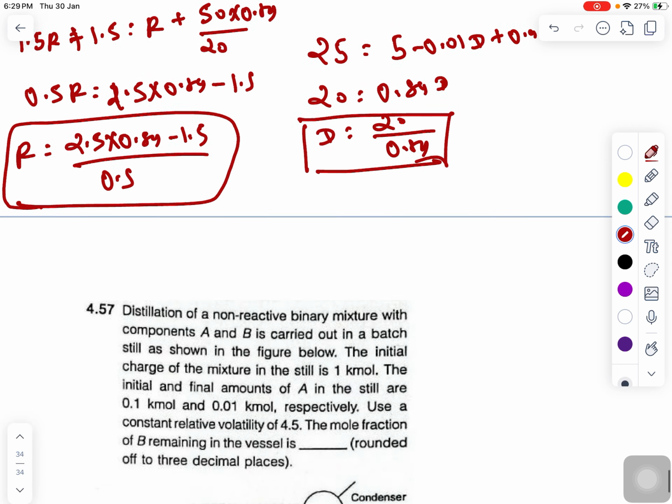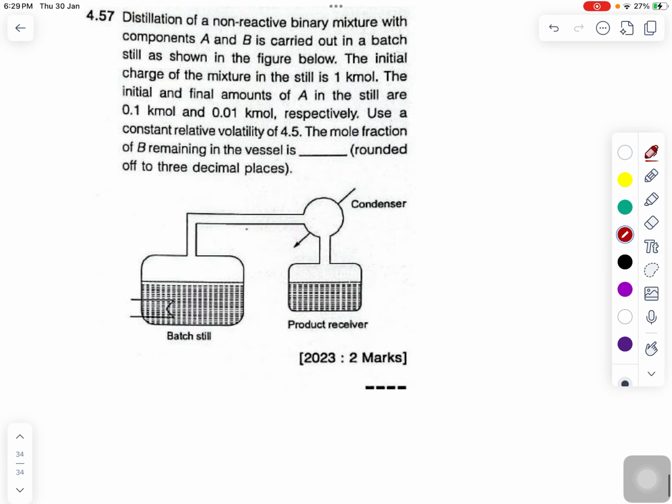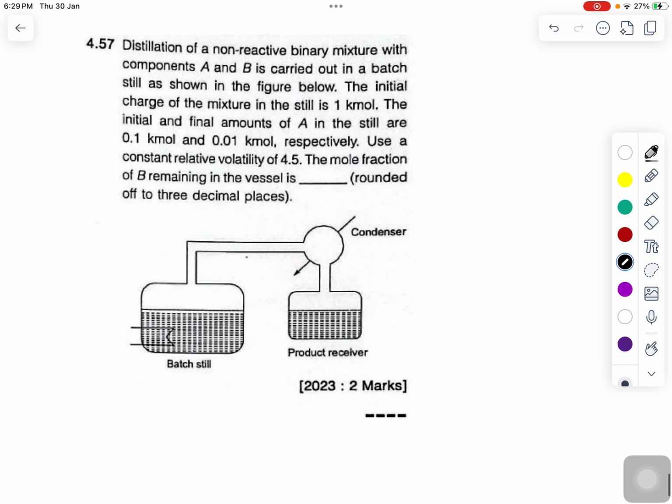Okay, I hope this one is clear to all of you. Now I'll be moving towards the next question, and this one is the last question asked in 2023. It's a really good question, but you have to understand this question. This is based on batch distillation or Rayleigh distillation. The question says that distillation of a non-reactive binary mixture with component A and B is carried out on a batch still as shown in the figure below.